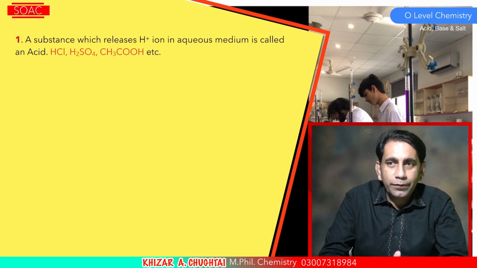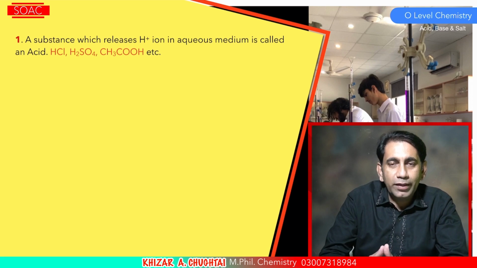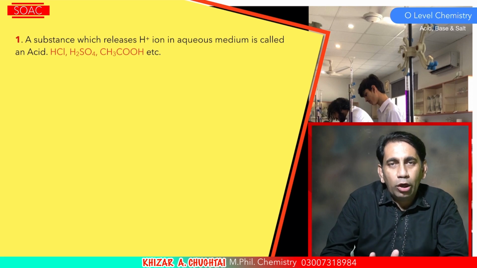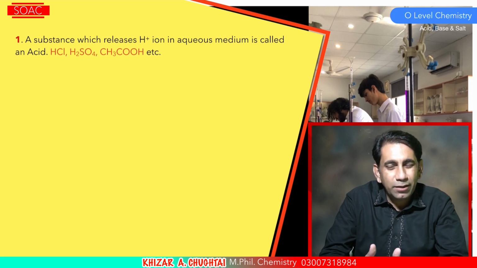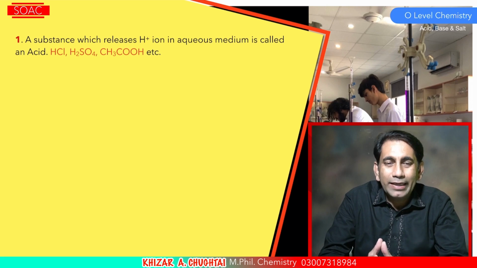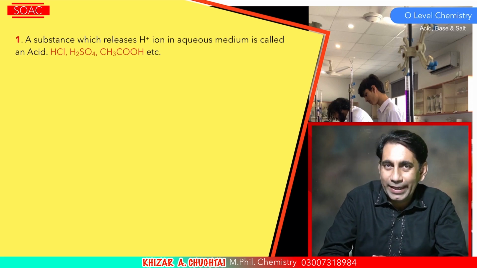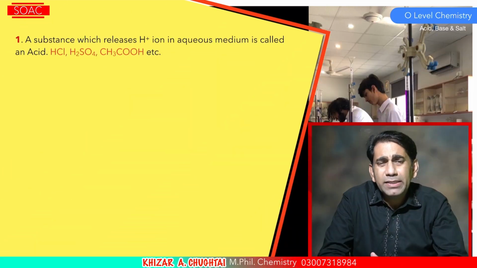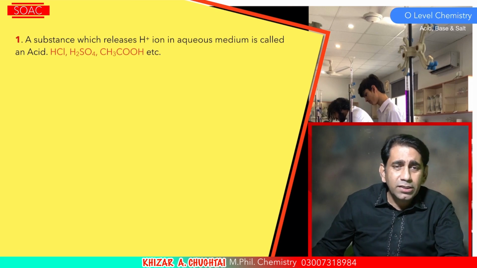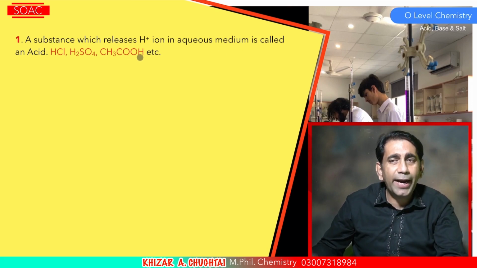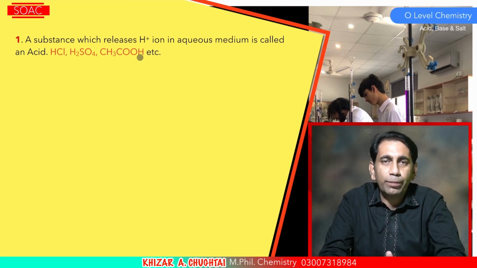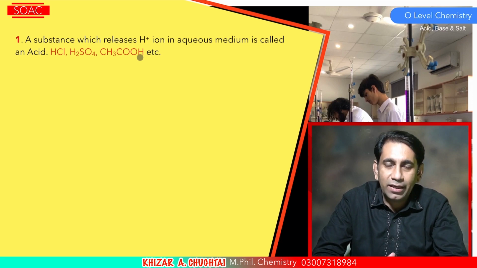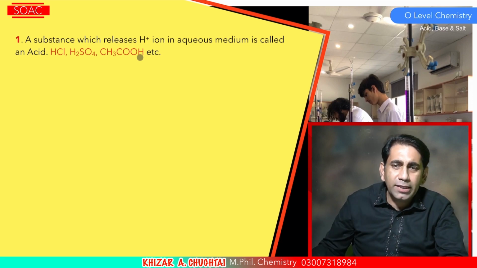When hydrogen is present with SO4, with NO3, with PO4 and so on, basically hydrogen with a non-metal oxide ion, like sulfuric acid or nitric acid, it is also said to be an acidic compound, or that substance is called an acid. Same is the case if the compound has COOH. If the hydrogen is present with the COO group, then this compound is also said to be an acidic compound.